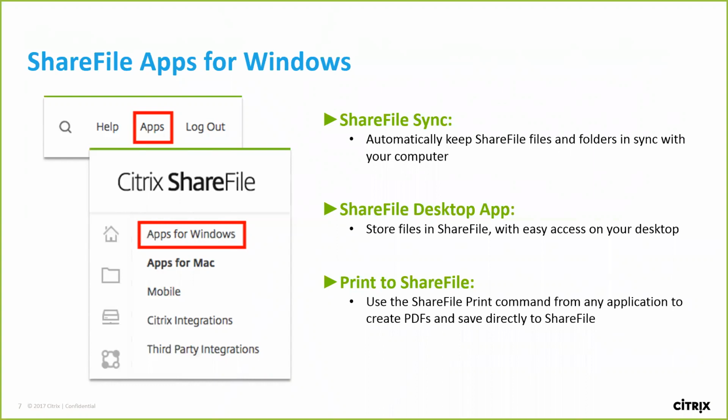The number two here is the desktop app. Think of this like a mobile app, but on your desktop. It's a shortcut to get into ShareFile and see all of your files there. It also saves some local storage if you're worried about having too many files on your particular hard drive, and it only stores things in the cloud. Last but not least is print to ShareFile.